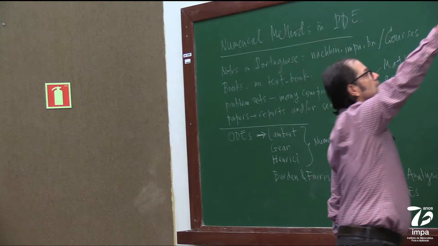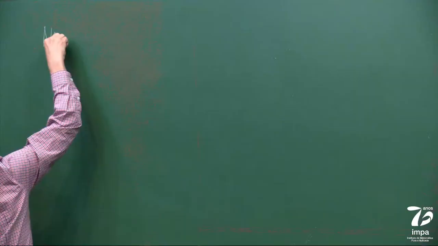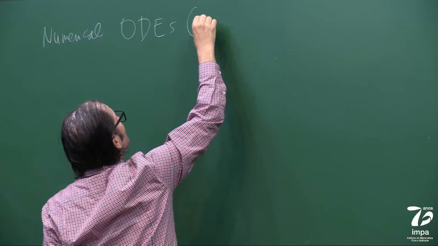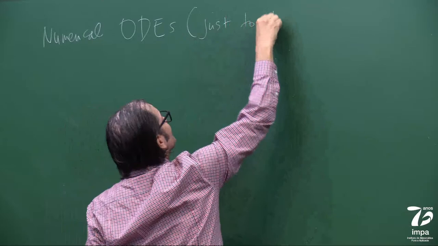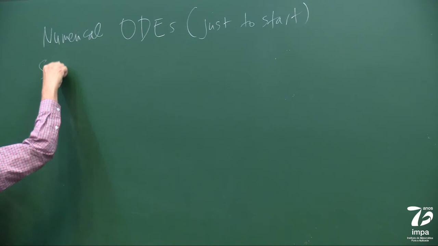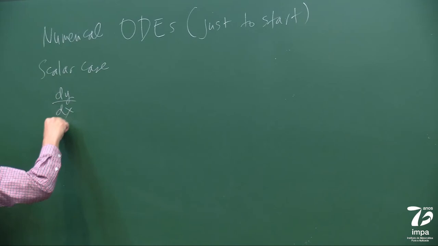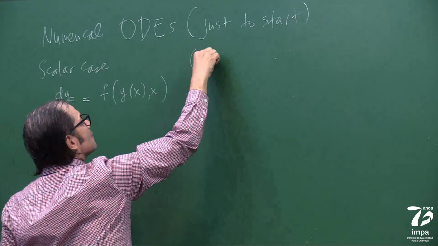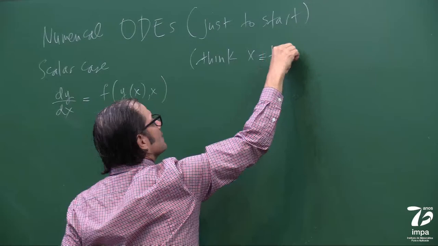So let's start with some numerical ODEs. Let me put it like this, just start, okay? And let me start with a scalar case. I think I'm using x as time. Yeah, it doesn't matter. Let's think of x as time, just to facilitate communication. Could use t, doesn't matter.